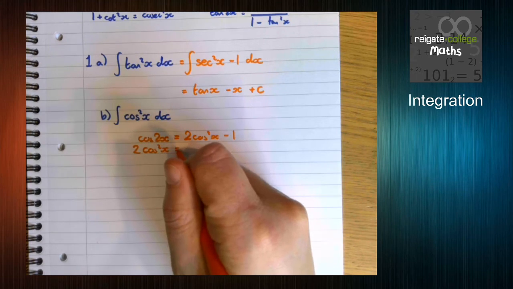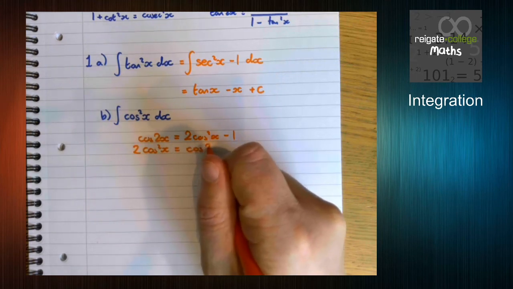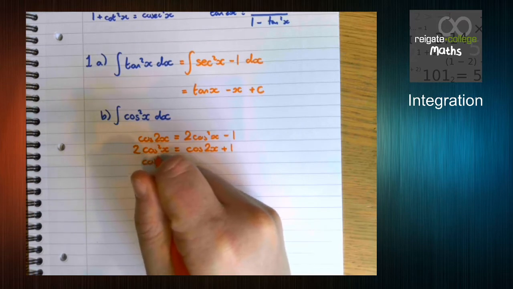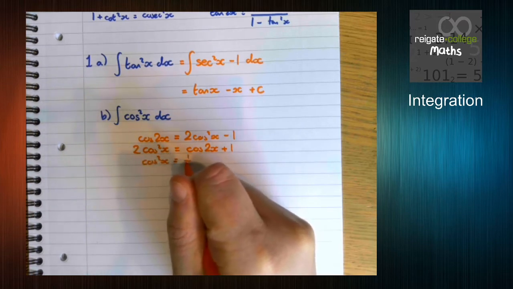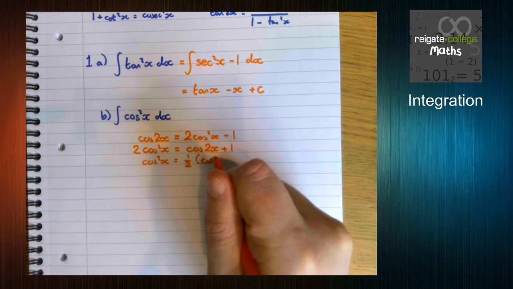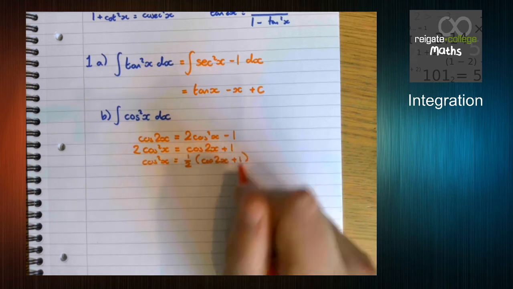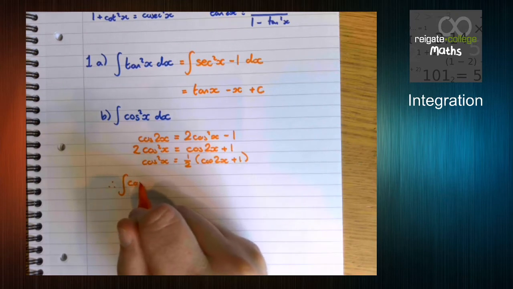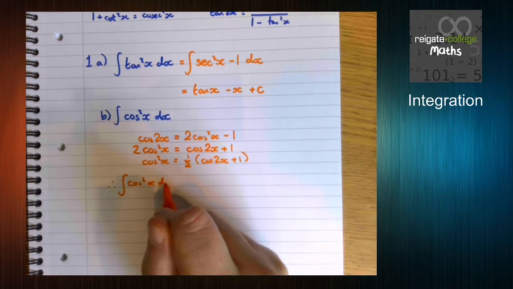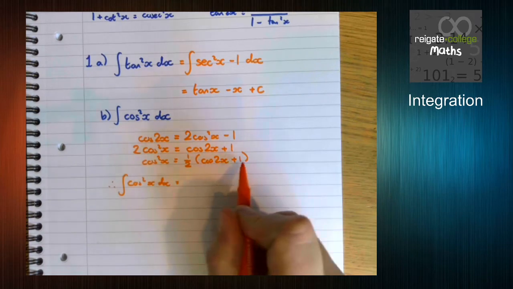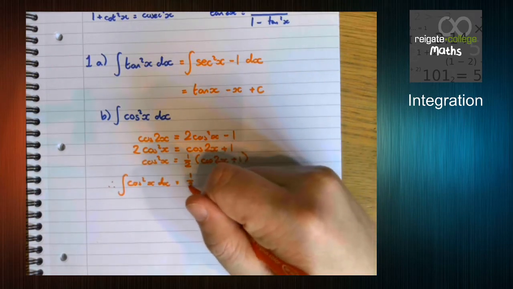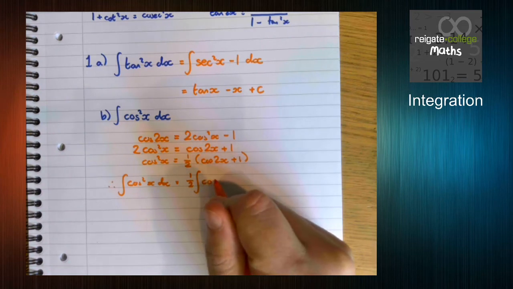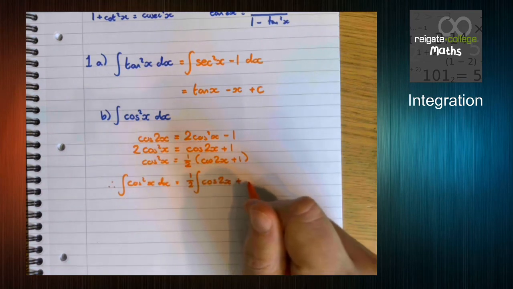So we get 2 cos squared x is cos 2x plus 1. So cos squared x is a half (cos 2x plus 1), which means that the integral we're trying to find is the integral of this. Now, because the half is there, I'm going to stick the half on the front. You don't need to, but you can do.